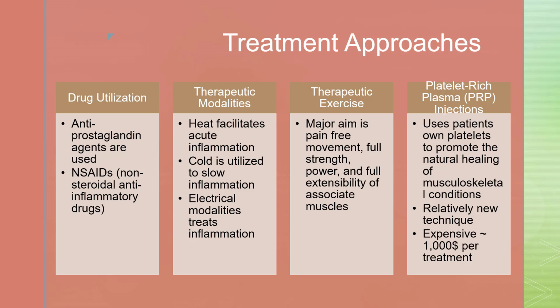For therapeutic exercise, the major aim is pain-free movement, full strength, power, and full extensibility of the associated muscles. Immobilization, while it is sometimes necessary, can have a negative impact on the injury. We want to try to avoid adverse biochemical changes that can occur in the collagen. Early mobilization, which is controlled, may enhance the healing process.